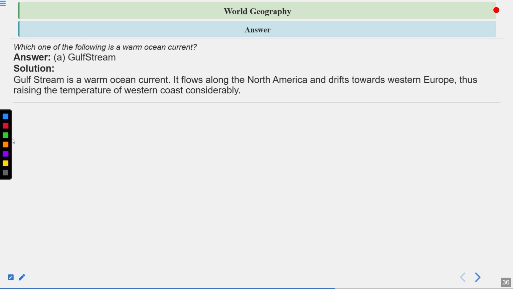So Gulf Stream is a warm ocean current. It flows along the North America and drifts towards the Western Europe, thus raising the temperature of western coast considerably. So correct answer is A.